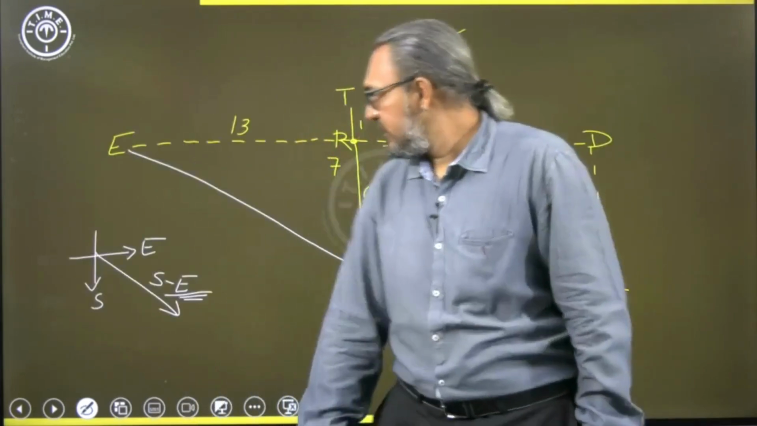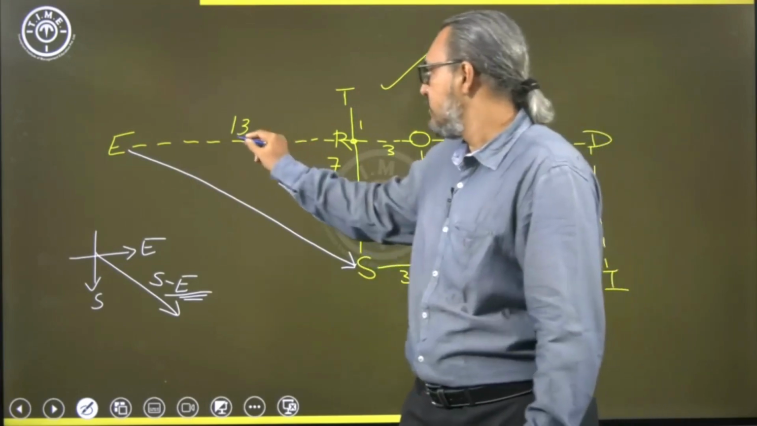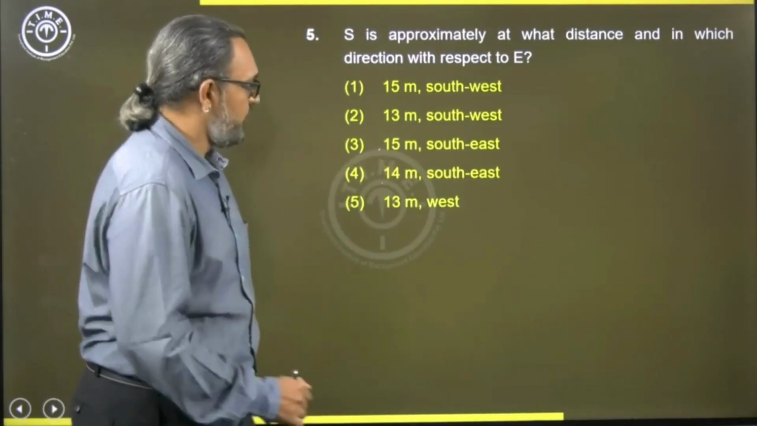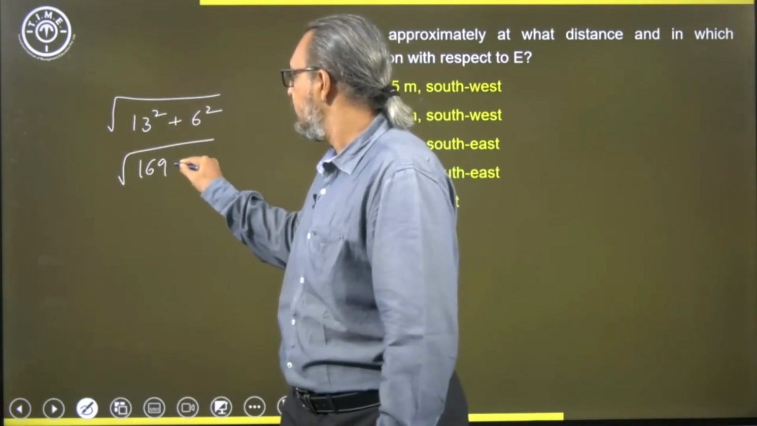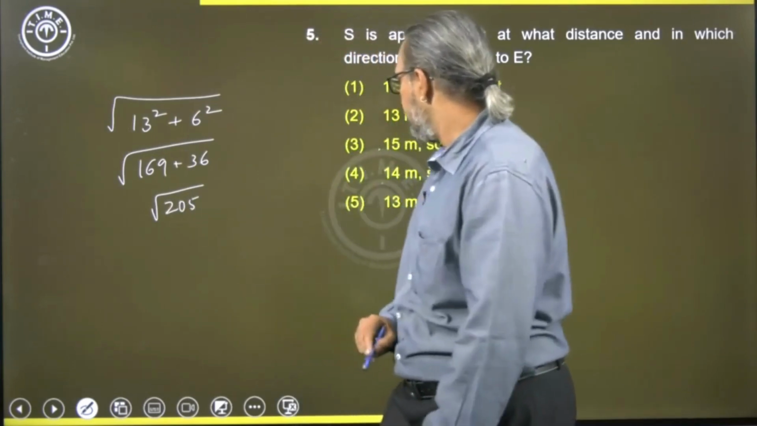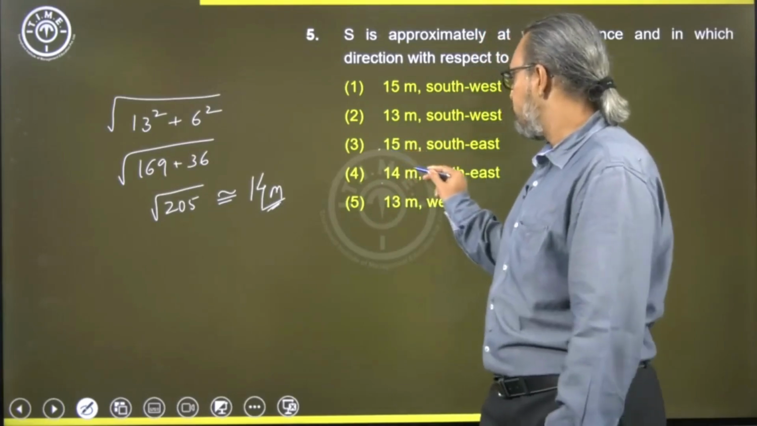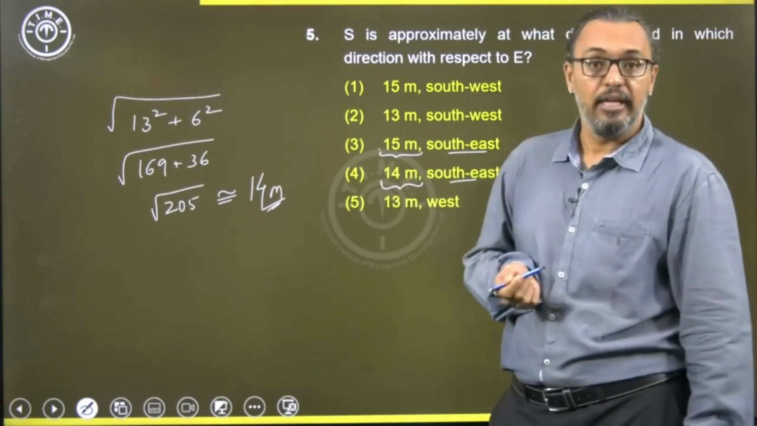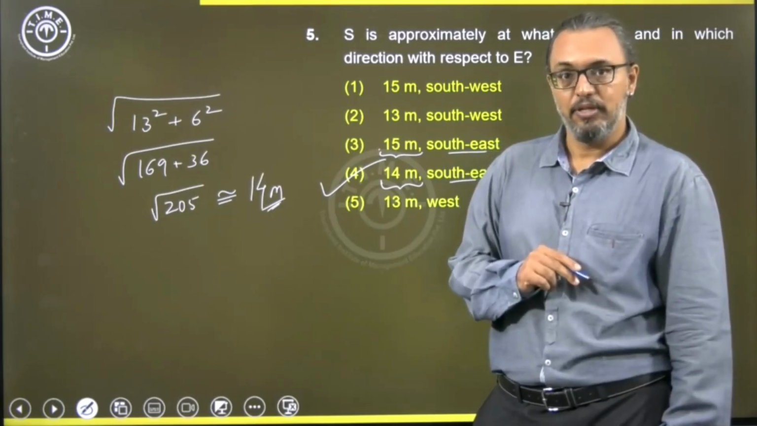Okay, so if I take the distance now, see, we have 13 and then we have 6 only. Please be very careful, it is not 7. 7 is up to T. So we have 13 and then we have 6. So we can use the formula: it is basically under root 13 square plus 6 square, which is under root 169 plus 36, which is under root 205. Okay, so root 205 is approximately 14 meters, because 14 square is 196. Because see, you have 2 options. I know definitely southeast is my answer, but then you have 15 or 14. 15 square is 225 and 14 square is 196. 196 is closer to 205. So that is why we choose 4th option as our answer for this. Understood?